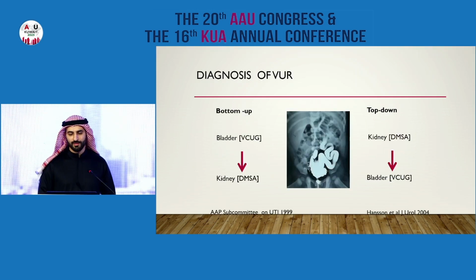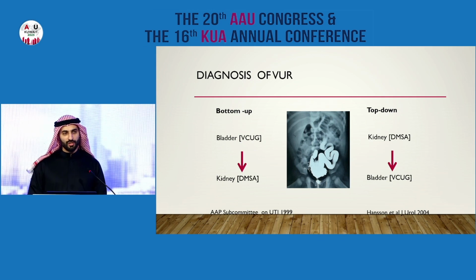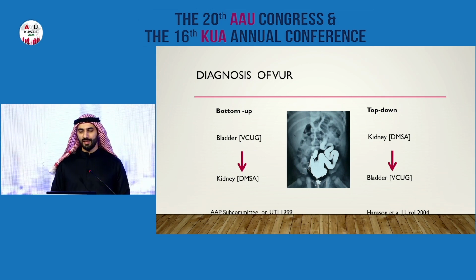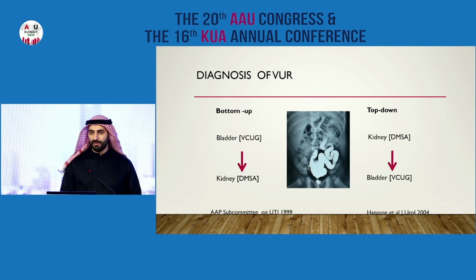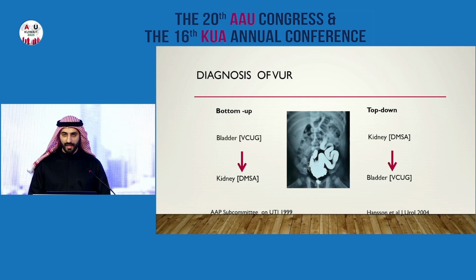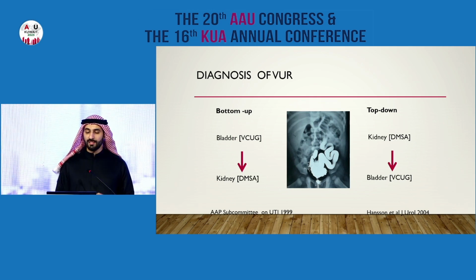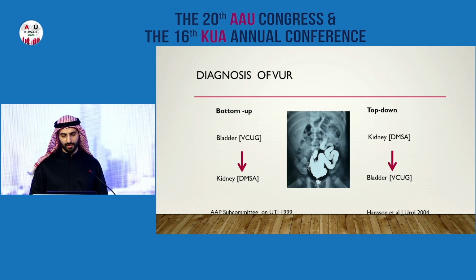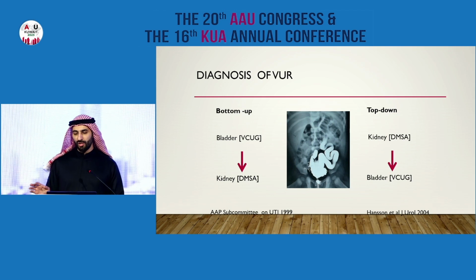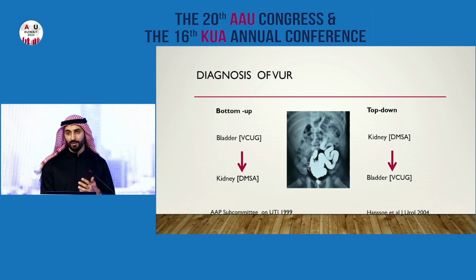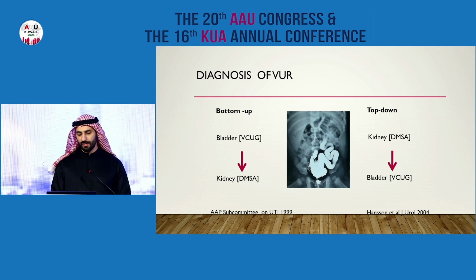Now, what is the difference between a top-down approach and a bottom-up approach? A top-down approach starts in the acute phase with a nuclear scan. This DMSA can pick up or rule out an acute pyelonephritis. If it picks up pyelonephritis, then the next step would be a VCUG. On the other hand, the bottom-up approach is where we start with the VCUG and go up to a DMSA if the VCUG is positive. In the top-down approach, the problem is that we can miss low-grade reflux.